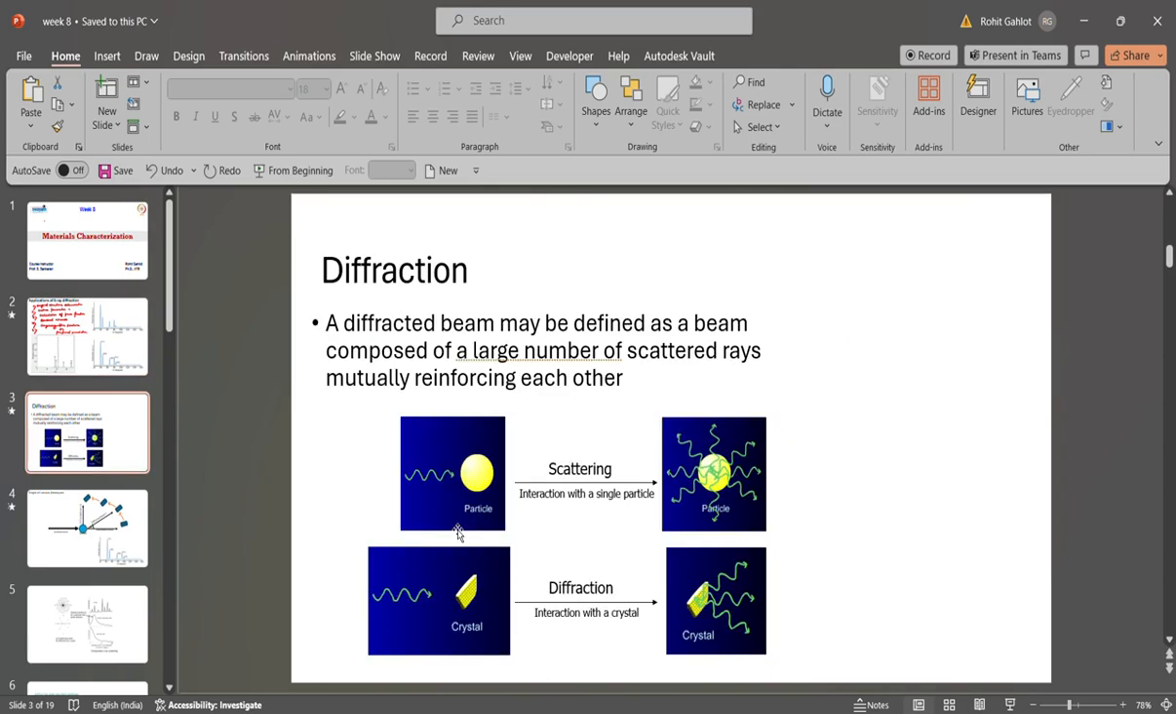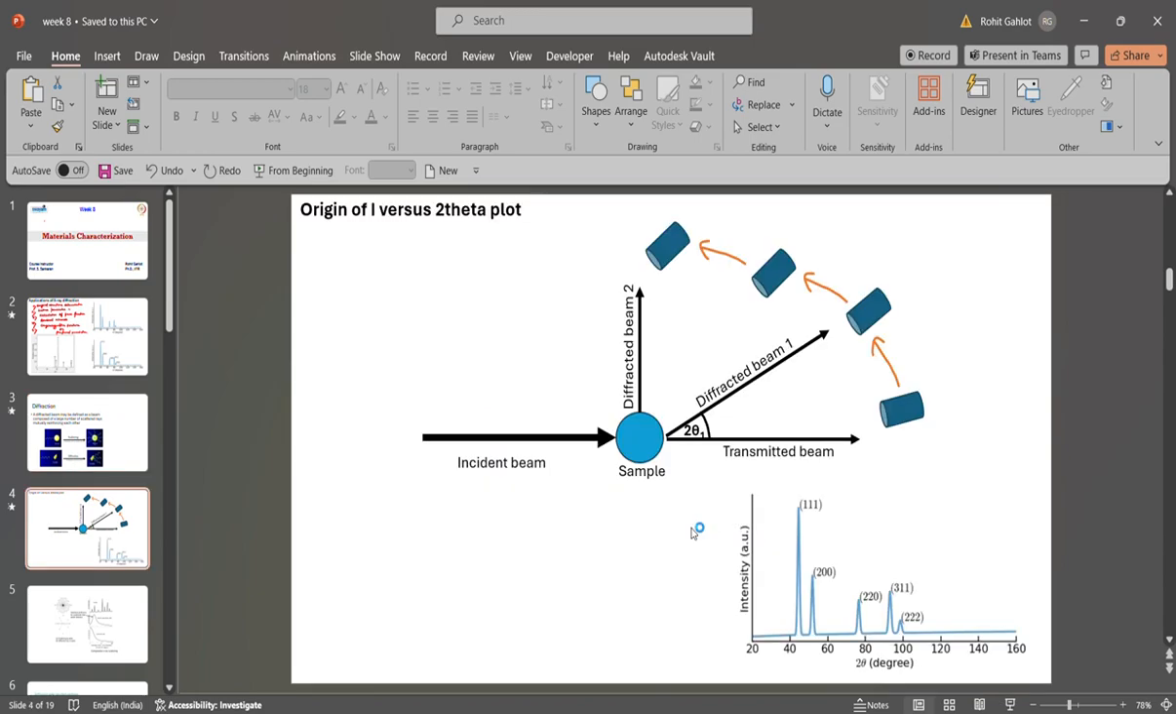So before starting the lecture, firstly, let's understand what diffraction is. A diffracted beam may be defined as a beam composed of a large number of scattered rays mutually reinforcing each other. As seen in the figure, there is a particle and there is a crystal. These are the X-rays. They interact with the single particle and here with the crystal, and after the interaction a large number of scattered rays which reinforce each other are generated. This is called diffraction.